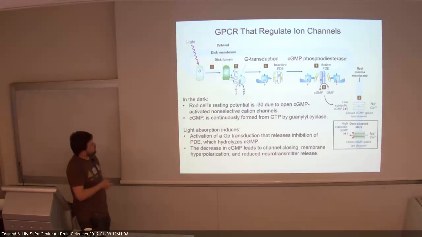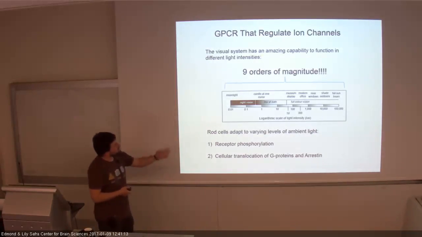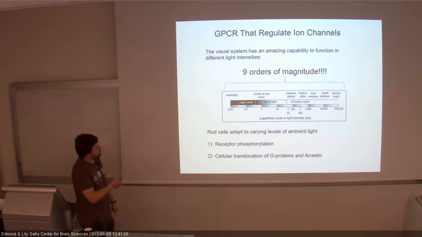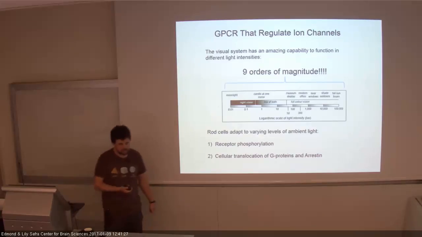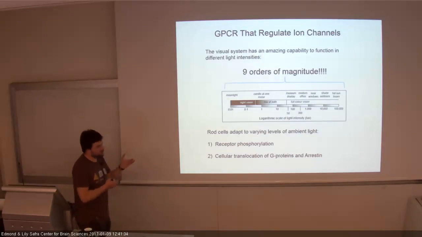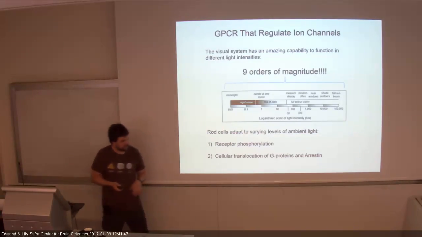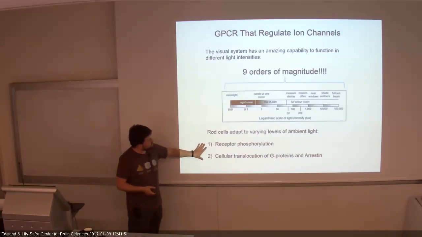Okay. So this is what happens in light, and this crazy amplification is what enables us to see a single photon. But as we know, our vision, which is pretty amazing, is able to detect light over 9 orders of magnitude. Meaning that the relative luminescence of moonlight is 0.01 lux units, and the full sun is 10,000. Okay? So on one hand, we have the ability to detect a single photon, but on the other hand, we know that all of us see perfectly well in full sunlight. And this phenomenon is a lot due to the rod cell's adaptation to varying levels of light. Okay, so they do it through two main processes that I'm going to discuss.